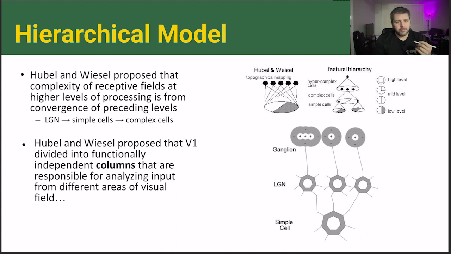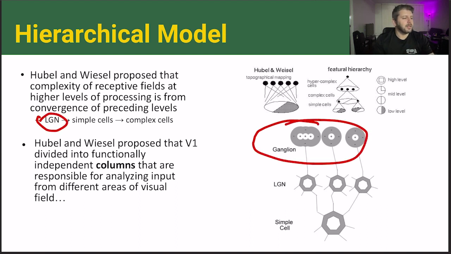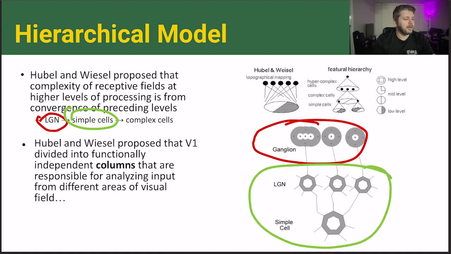So the discovery of Hubel and Wiesel and these receptive fields, and how we move from basic cells in the eye, specifically these retinal ganglion cells here, leading to the simple cells down here, and then ultimately to the complex cells. What they proposed was that V1 was functionally divided into columns that are responsible for analyzing different inputs of the visual field.